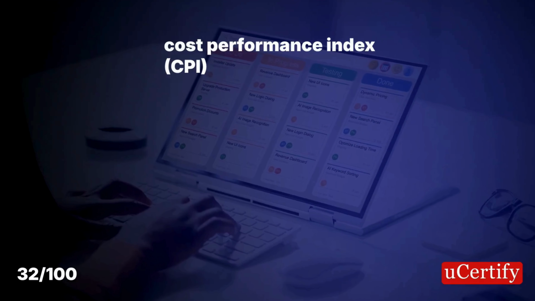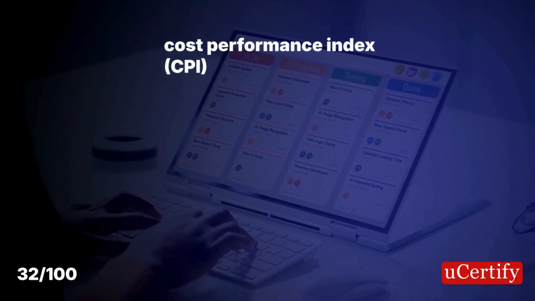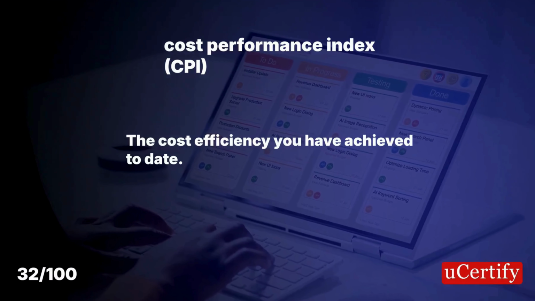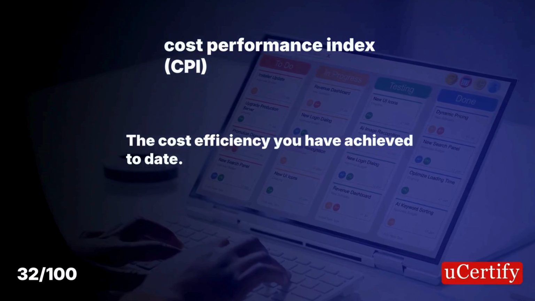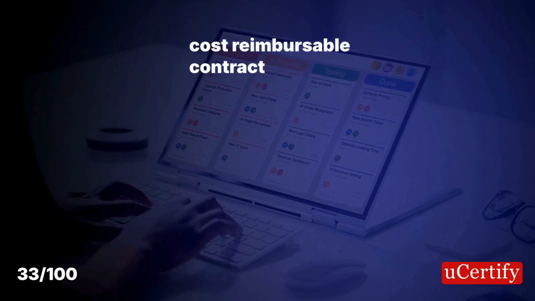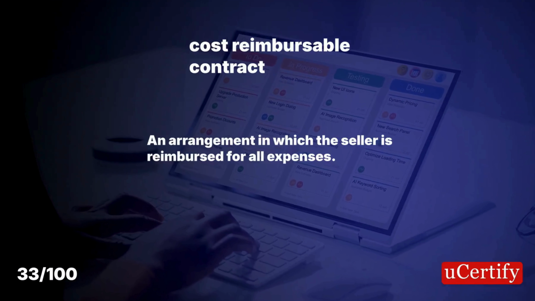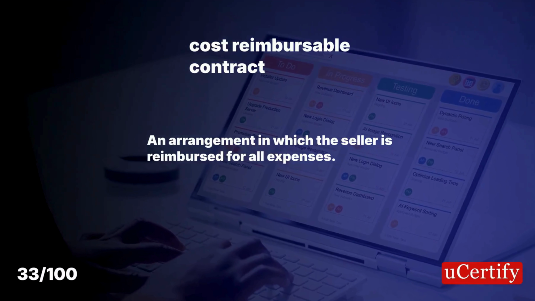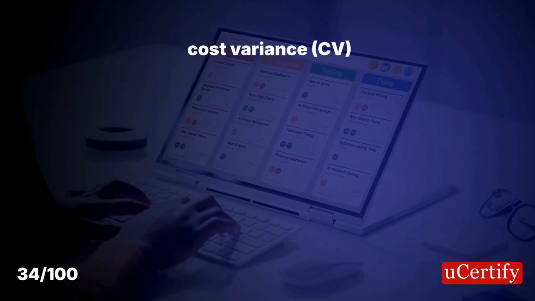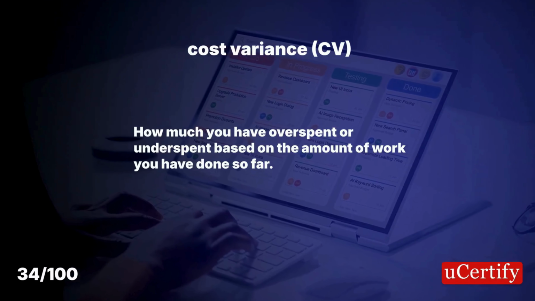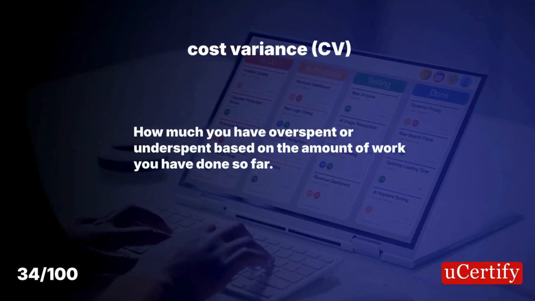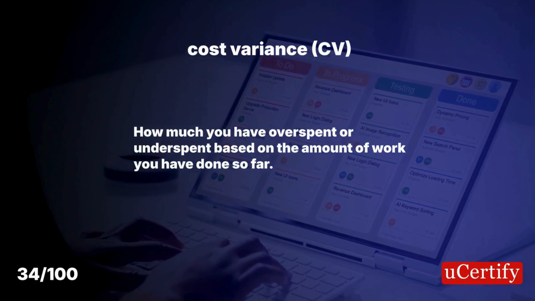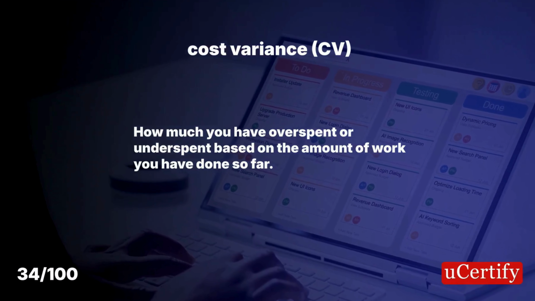Term: cost performance index, CPI. Definition: the cost efficiency you have achieved to date. Term: cost reimbursable contract. Definition: an arrangement in which the seller is reimbursed for all expenses. Term: cost variance, CV. Definition: how much you have overspent or underspent based on the amount of work you have done so far.